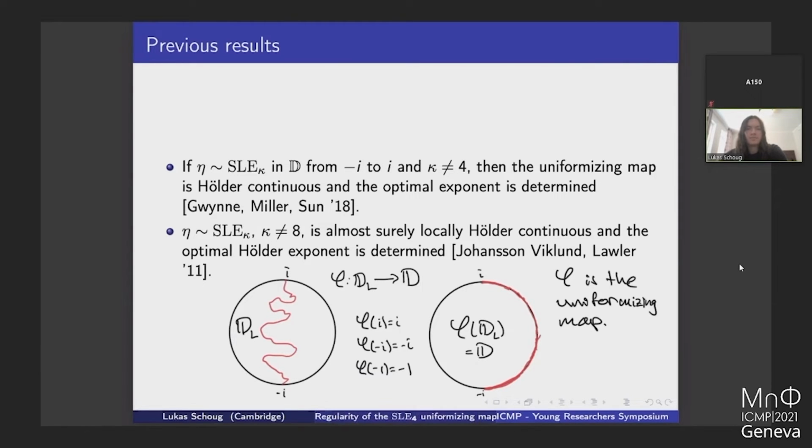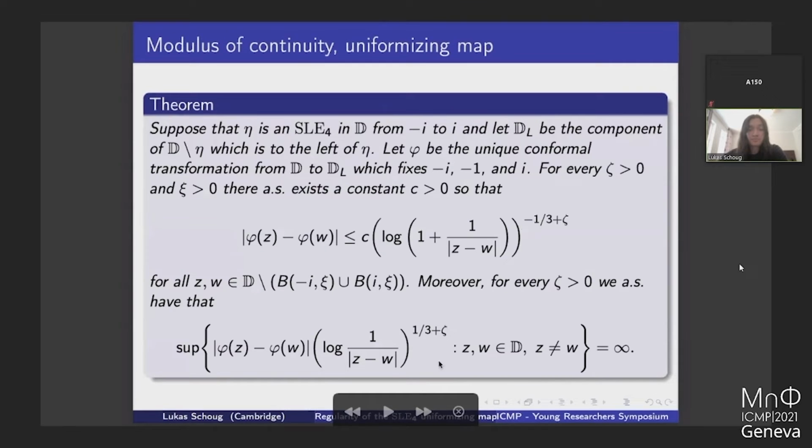So that was the first result. And the second result is that for SLE, for kappa not equal to 8, the curve is almost surely locally Hölder continuous, and the optimal Hölder exponent is determined. And this was determined by Beffara and Lawler. So we will have parallels to these two results, and another one, which is relevant in the context as well.